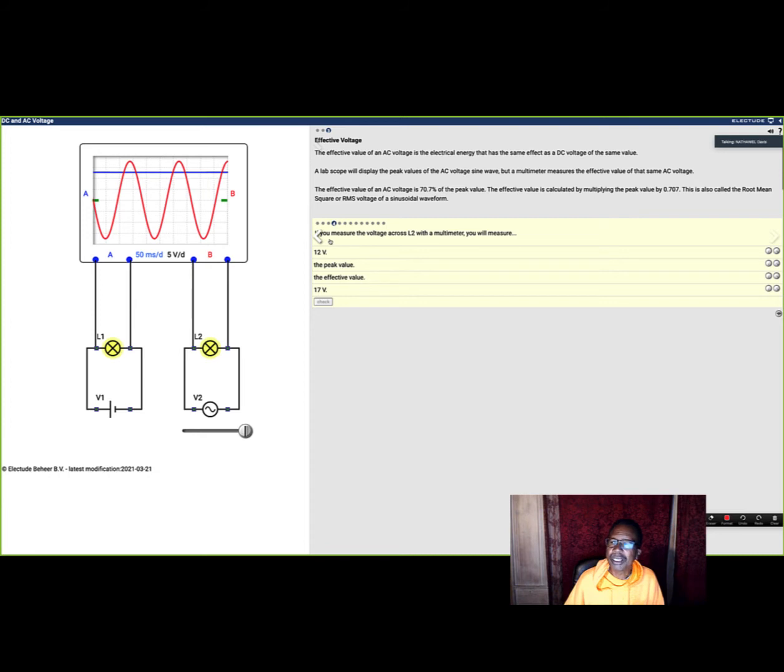If you measure the voltage across L2, which is this one, with a multimeter, you will measure 12 volts, the peak value, the effective value, are 17 volts. I think we just did this, didn't we? Which one do you think you get? First one, 12 volts, yes or no? No. How about the peak value, yes or no?